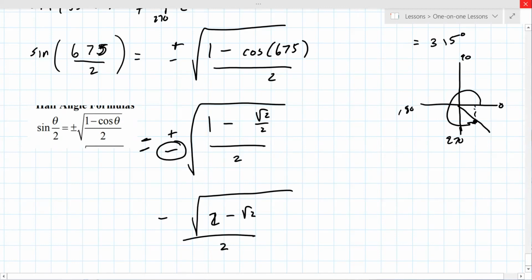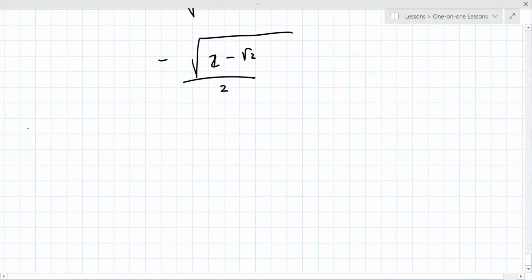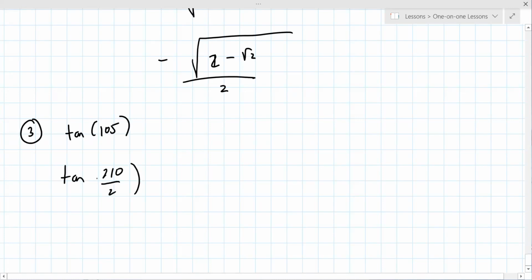Okay, now we need a tangent. Number 3 is a tangent. They throw that in. So number 3 is the tangent of 105. So again, well, wait, I need what theta is. It's 210 over 2. Okay, I can do that.